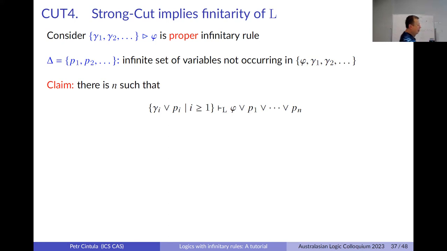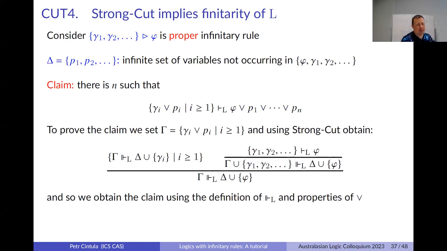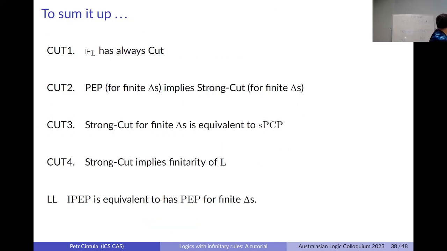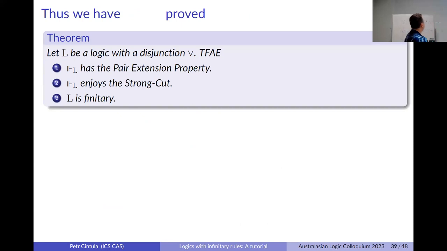This whole picture is in the world where the multi-conclusion logics are coming from the single conclusion ones, the way I defined them. Again, I don't have time to go through it, but it's a very nice, neat, simple proof. The use of a strong cut on a particular proper infinitary rule, a funny substitution, and we would get a contradiction with the fact there is a proper infinitary rule. That's kind of neat. So to put it together, if we have a disjunction and the multi-conclusion logic is defined the way it is, PEP, strong cut, and finitarity are equivalent. So these three things are equivalent.